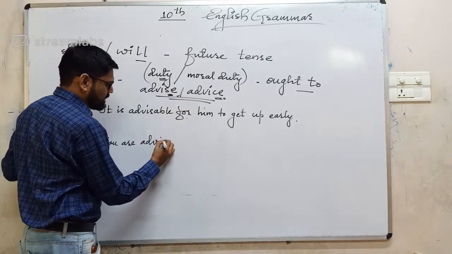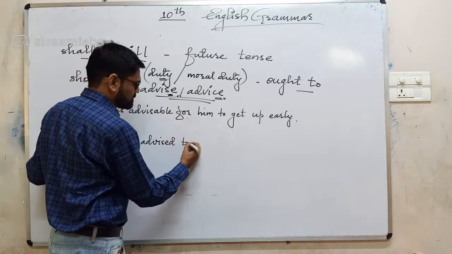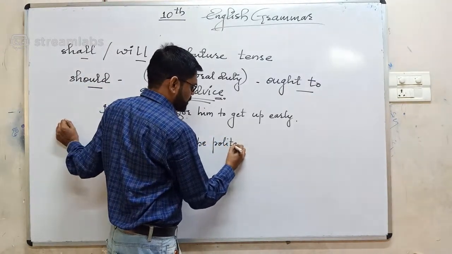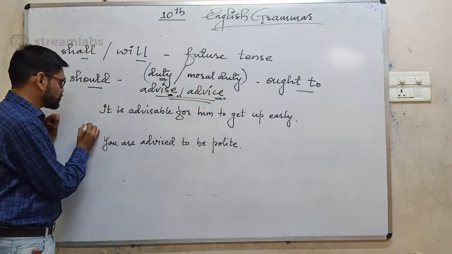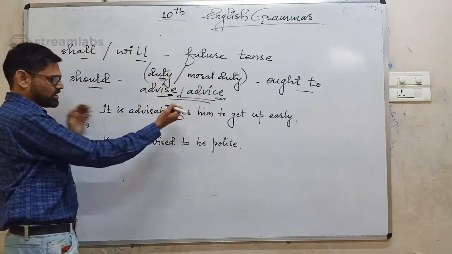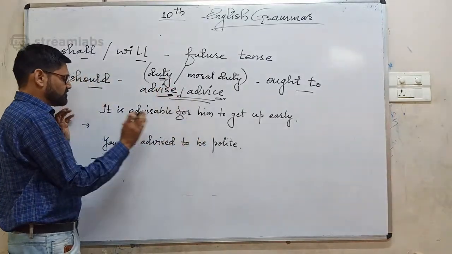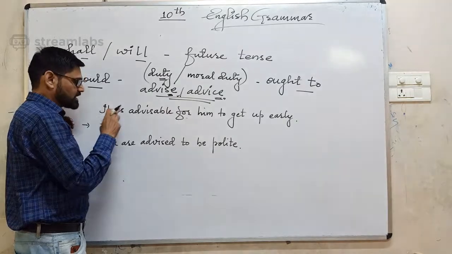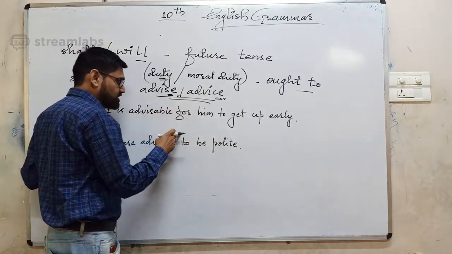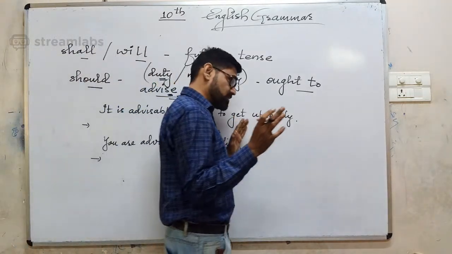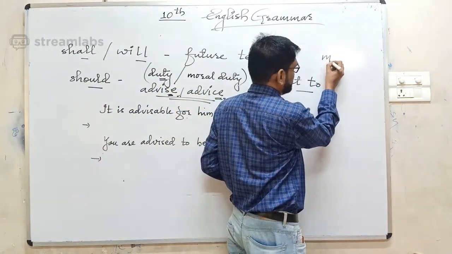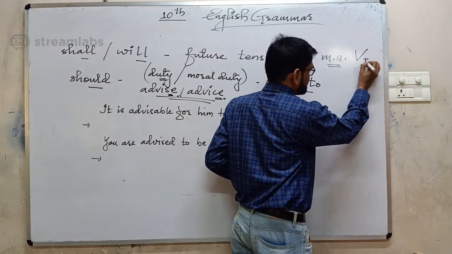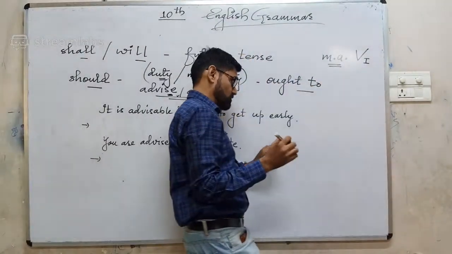You are advised to be polite. Now we are going to use should or ought to, any one of these two. Remember, when we use a modal auxiliary in the sentence, subject comes first, then comes modal auxiliary, then verb in first form. It is because after a modal auxiliary, verb always remains in first form.